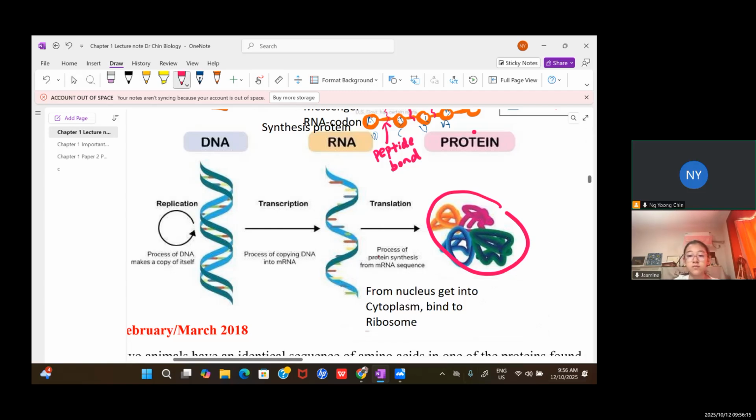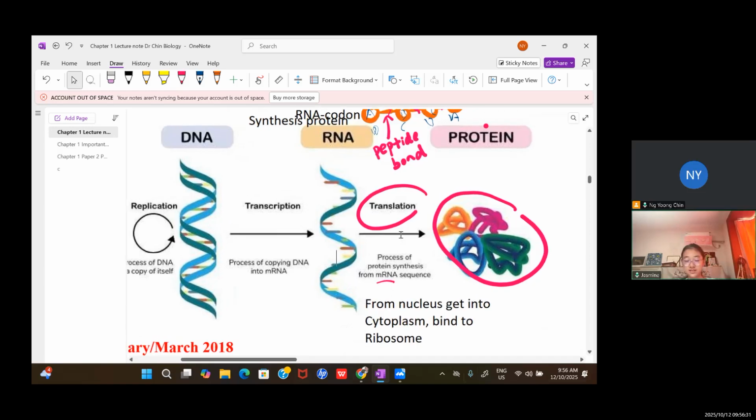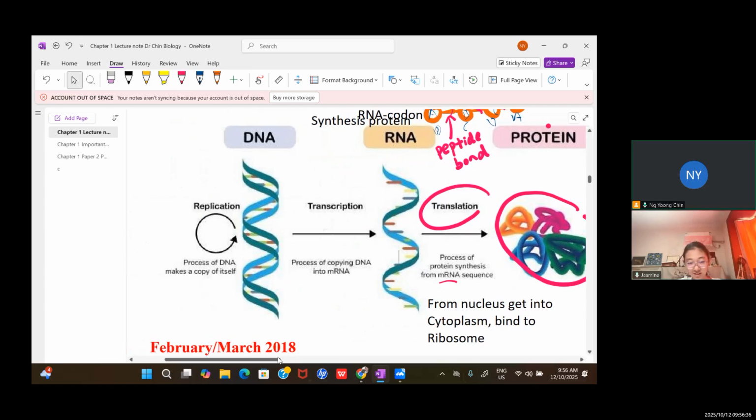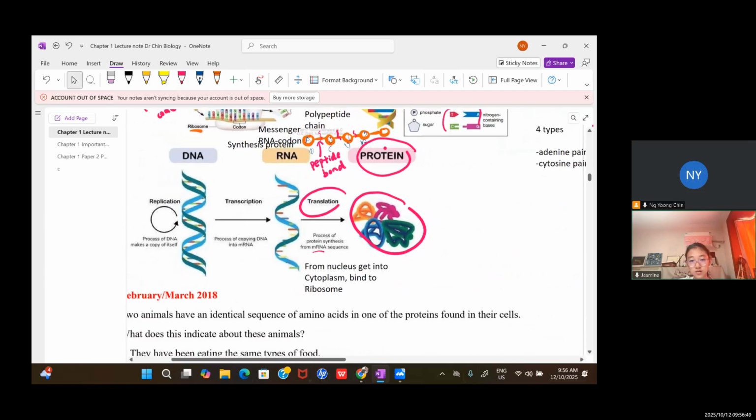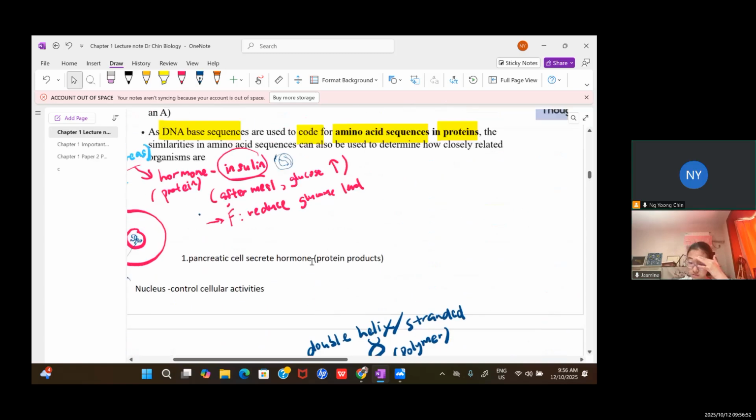Okay, see, the process of protein synthesis by copying the sequence from the messenger RNA, we call it what? Translation. Yes. Translation. In Chinese we call it what? 翻译, right? 翻译. Translation. So you can see, right? It's a very interesting process. It's just like how the information from the DNA is transcribed and translated to become the protein. Yeah, so that is it.